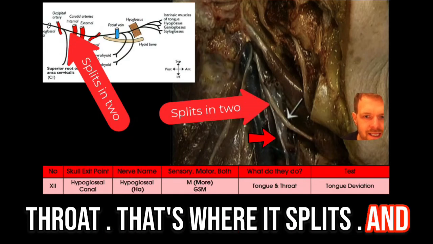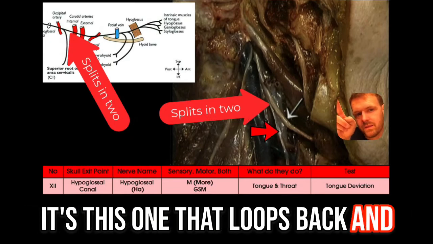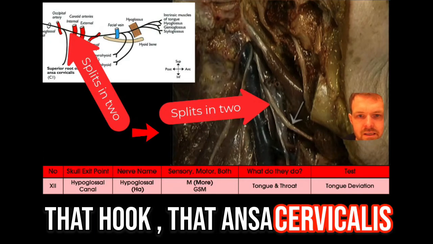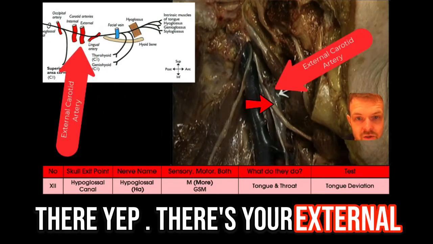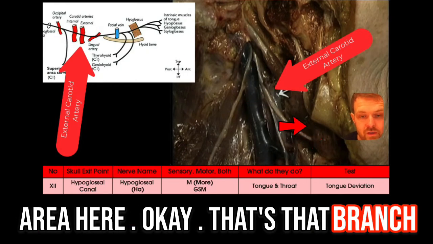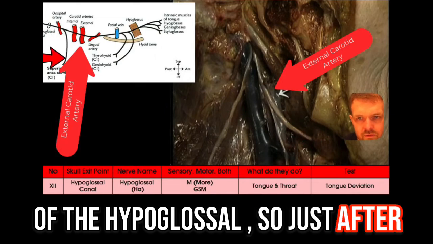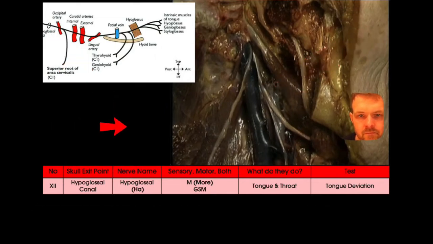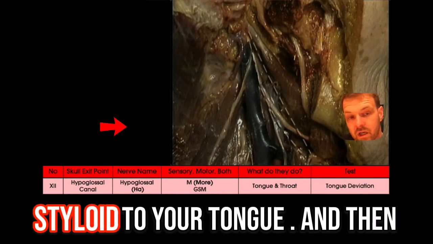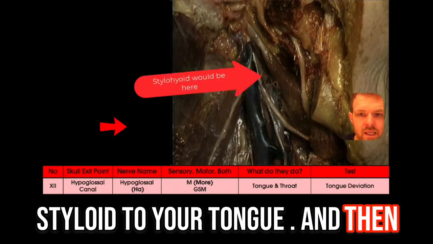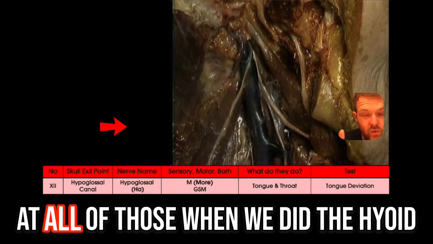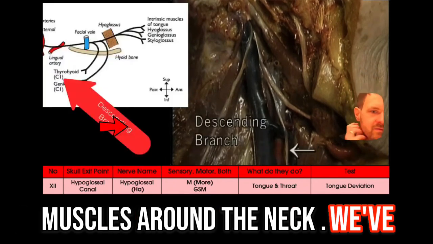That's where it splits, and it's this one that loops back and then joins in with C2 and C3 to form that hook, that ansa cervicalis. There, yep, there's your external carotid. We're up at around this area here, okay? That's that branch of the hypoglossal, so just after the split, okay? Another muscle there, styloglossus. It goes from the styloid to your tongue. And then that's where the stylohyoid would be, and the posterior digastric. And again, we've looked at all of those when we did the hyoid muscles around the neck. We've taken all those away.